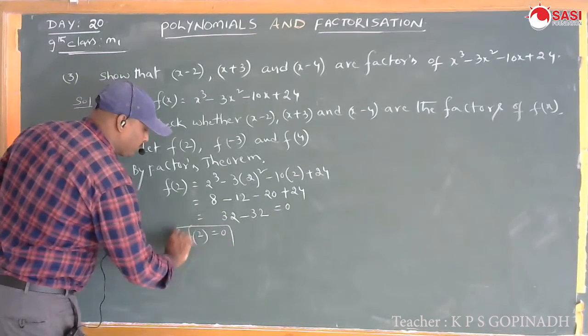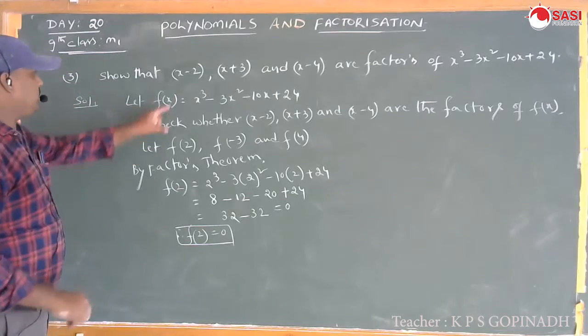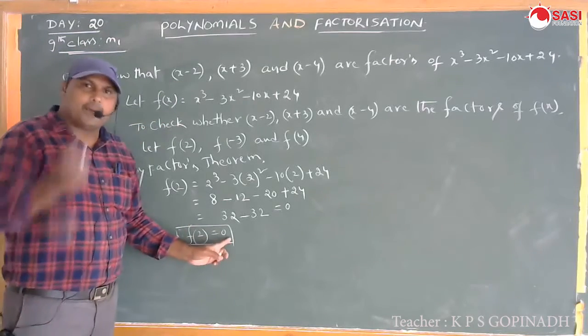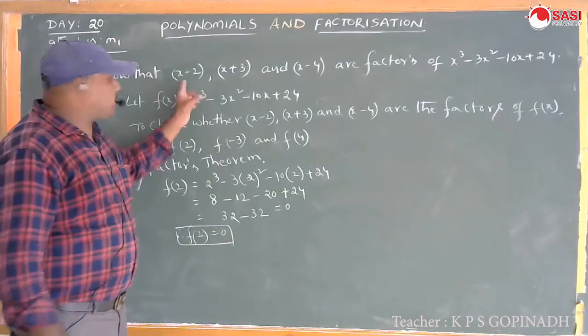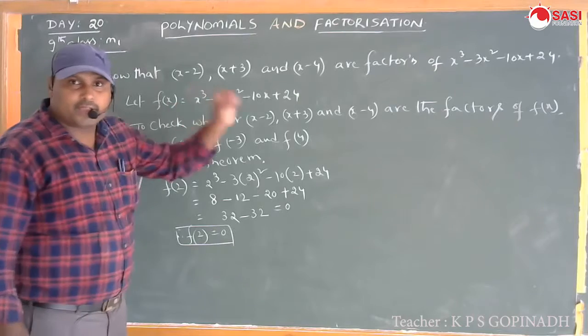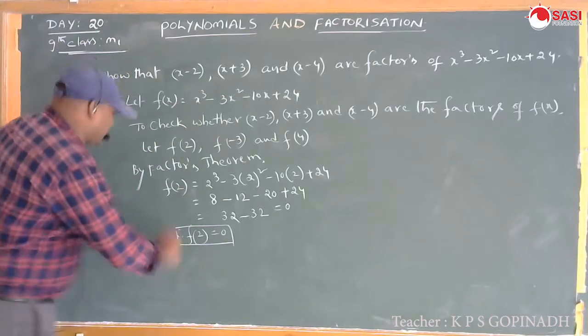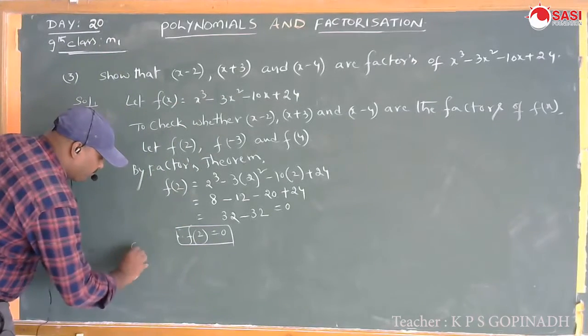0 came. Next. So f of 2 equal to 0 means by the factor theorem, x minus 2 is a factor of f of x or not? Yes, clearly.